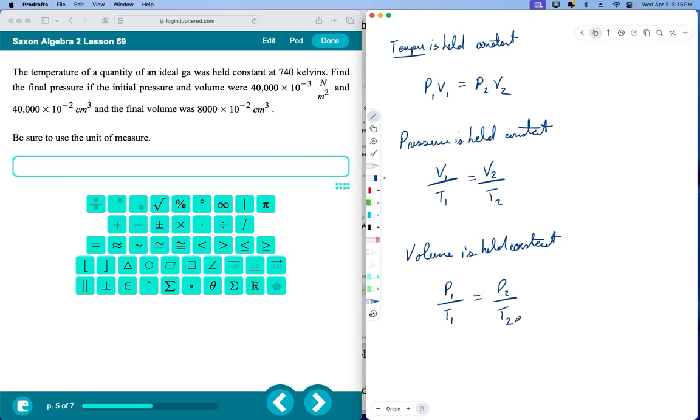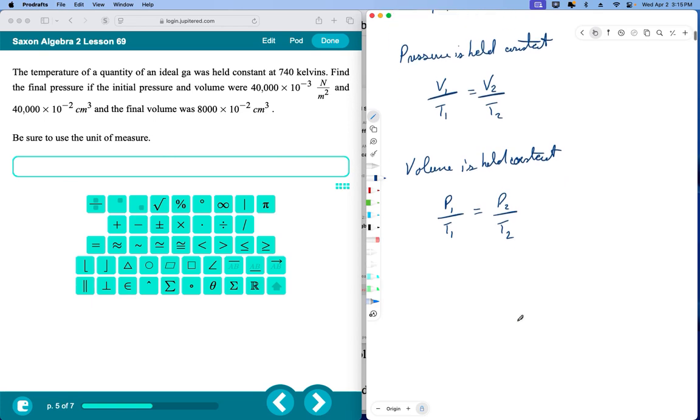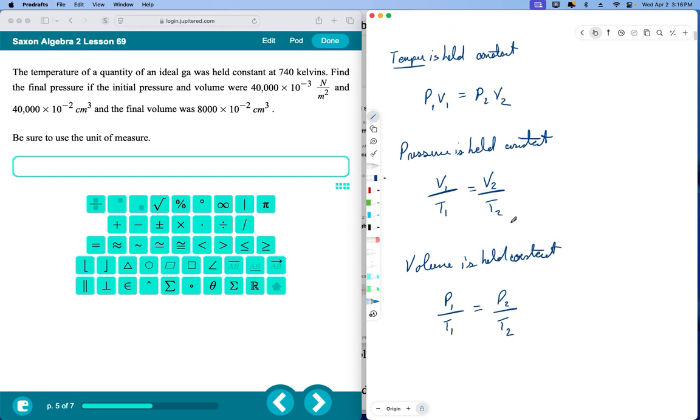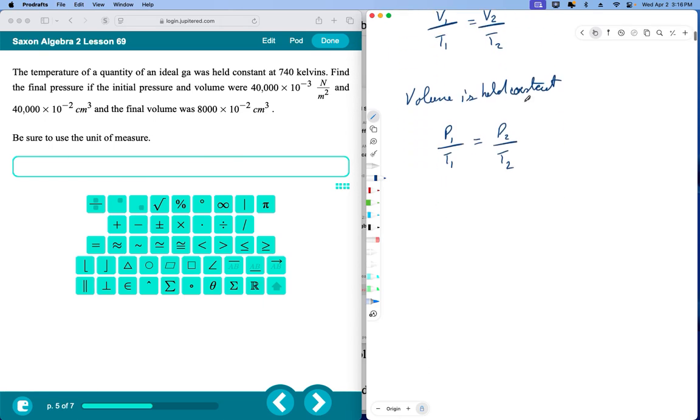So knowing that, now we can go on with this problem. It says the temperature of a quantity of an ideal gas was held constant. So because the temperature is held constant, we're going to do initial pressure and volume equal to final pressure and volume times each other. So that's what we're going to set it up as.